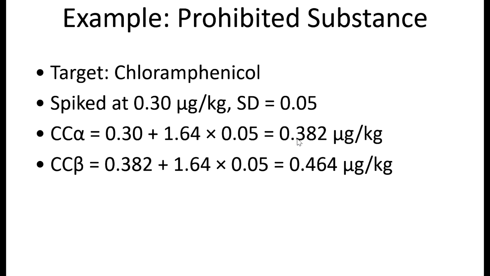Then at 0.382, you will spike this level of concentration also on 20 samples, another 20 samples. Then you will determine CCβ, another level of certainty. So 0.382 plus 1.64 multiplied by 0.05 equals 0.464 microgram per kilogram, and this is another limit, higher than the minimum required performance limit.